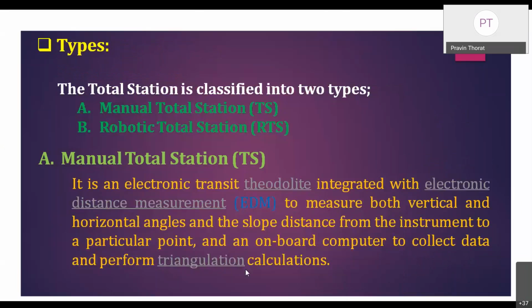Now we move towards the various types of total station. Generally, total stations are classified into two types. First is the manual total station, which is available in the market and used frequently by surveyors. Then the second one is the robotic total station, also called remotely operated total station. First of all, we discuss the manual total station, which is generally used in colleges for practicals. A manual total station is an electronic transit theodolite integrated with electronic distance measurement, that is EDM, which is basically used for measuring horizontal distance. To measure both the vertical and horizontal angle, there is an inbuilt theodolite provided in the total station.